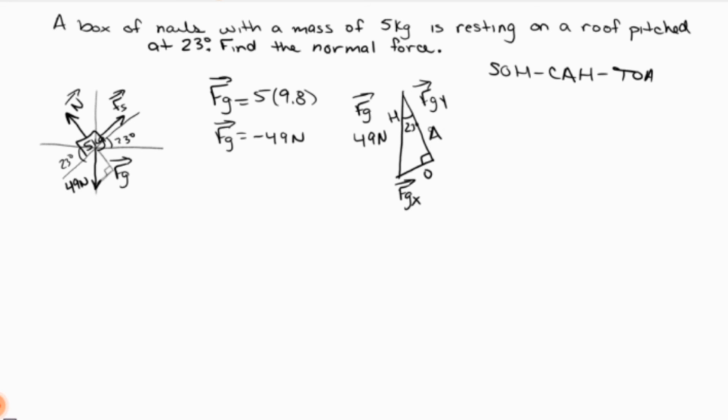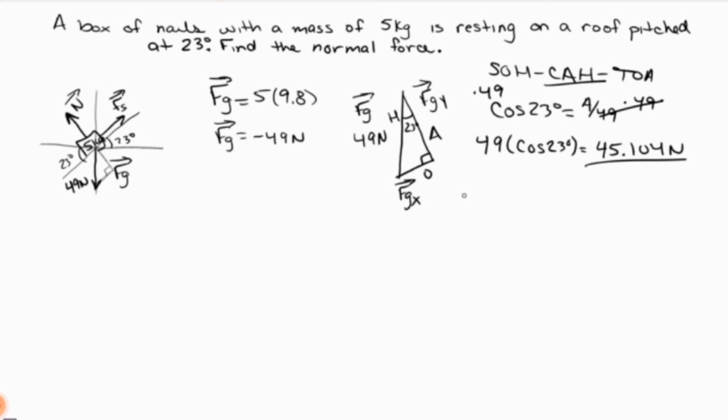Now we're looking for F sub g y because it's the y component and we're looking for normal force. So we're going to use the CH, which is cosine. So cosine 23 equals adjacent over 49. Multiply both sides by 49. That cancels, and then you get 49 cosine 23 equals 45.104 newtons.